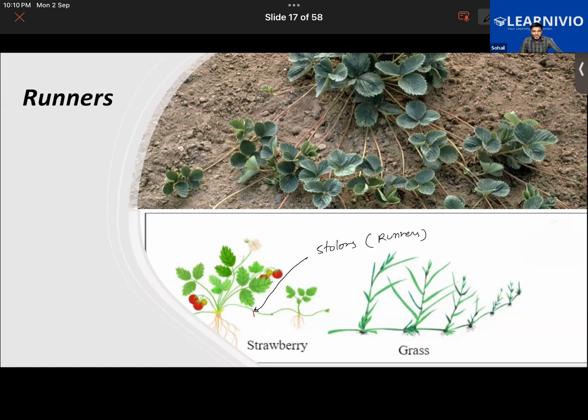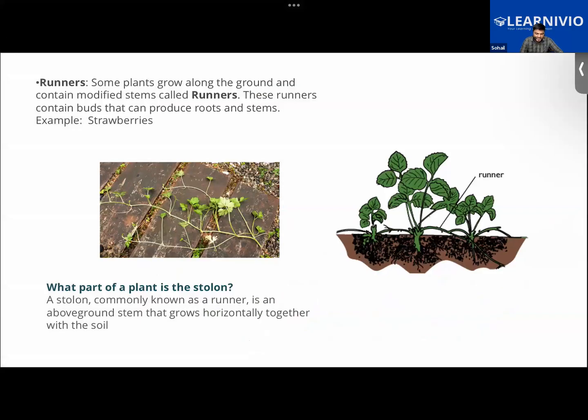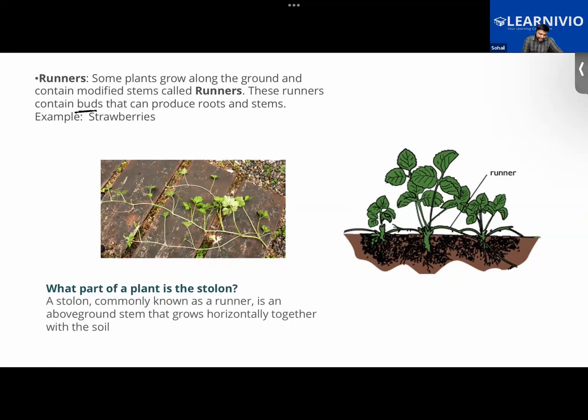So these stolons or runners are modified stems, and they are running parallel to the ground, close to the ground. They also contain buds. And as these buds come in contact with the soil, the root and shoot system will start to grow from them. For example, say this is the main plant and this is the stolon.